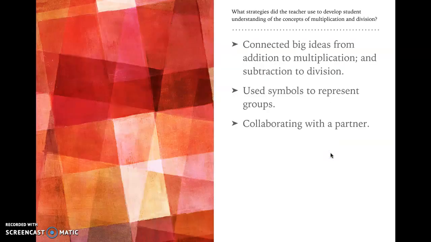What strategies did the teacher use to develop student understanding of the concept of multiplication and division? First, she connected the big ideas from addition to multiplication and subtraction to division in a whole group model. She used symbols to represent groups, using both circles and squares to represent counting and the number of families. And she allowed the students to collaborate with a partner on the carpet as well as at the desk to share ideas and to develop further understanding of the new concepts.